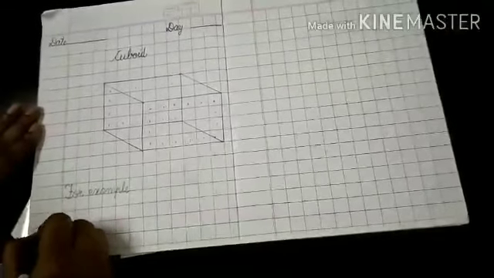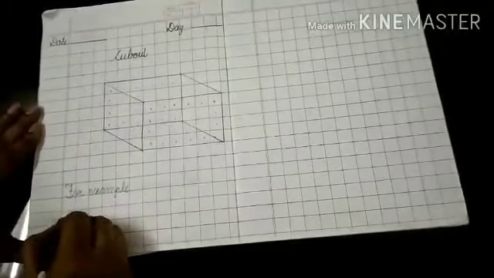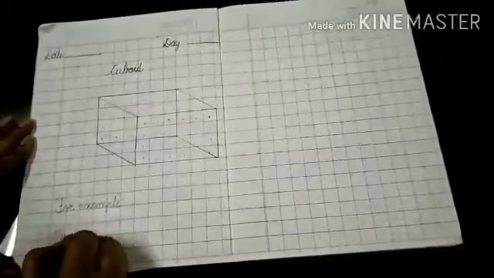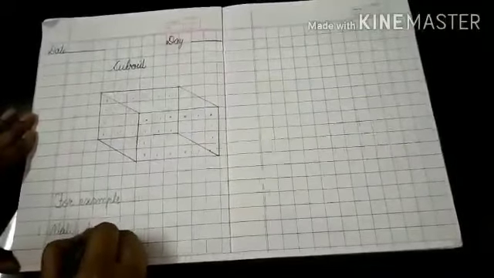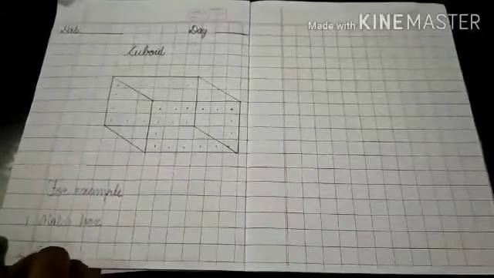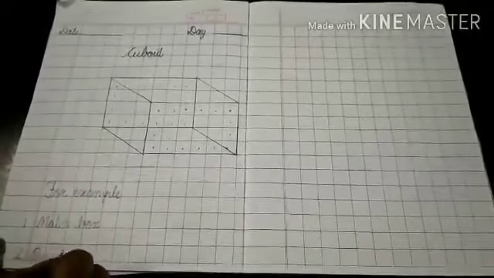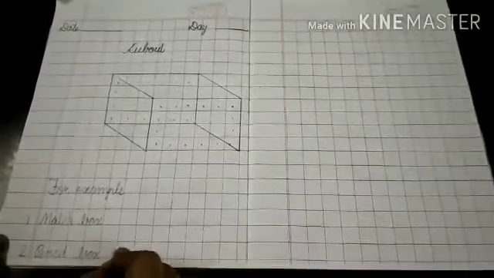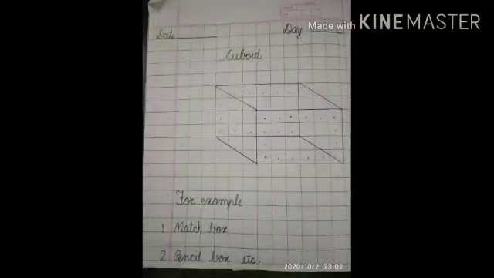Number 1, matchbox. And number 2, pencil box. Etc. Students, you can write the examples by your own also. Now students, it is your turn to draw and practice a cuboid on your maths notebook. Thank you students.